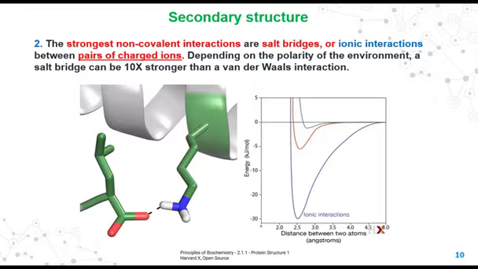These occur between fully charged groups, positive and negative ions attracting each other. Depending on the surroundings, a salt bridge can be maybe 10 times stronger than a van der Waals interaction. Wow. Okay, so van der Waals, hydrogen bonds, salt bridges. And these create the first actual shapes. Exactly. They drive the formation of regular repeating structures.